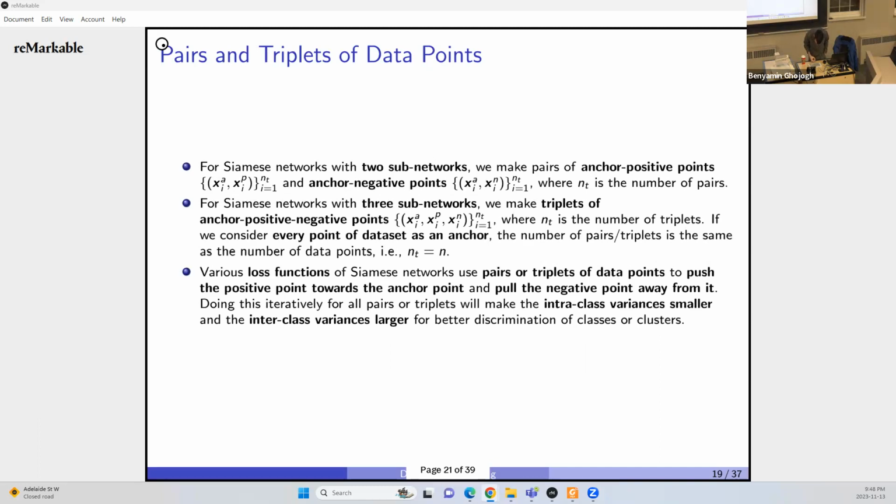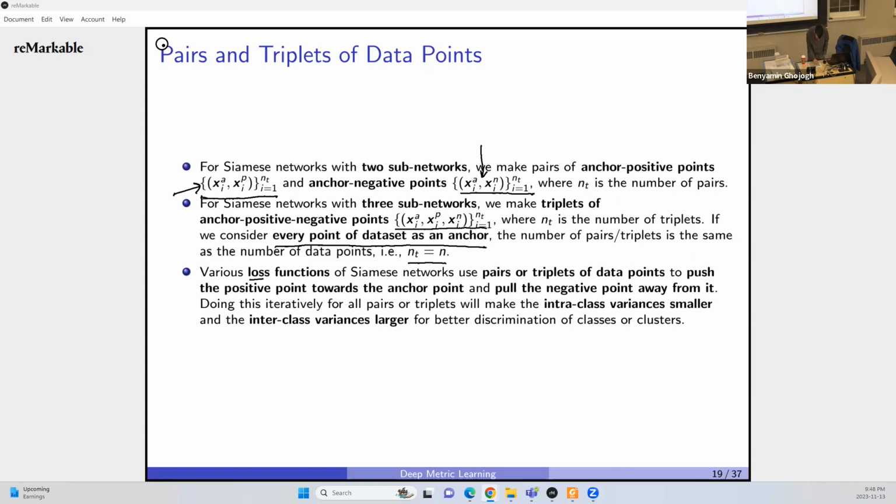So, consider these pairs. This is the anchor-positive pair. These are anchor-negative pairs, where NT, I think, is the number of triplets or number of pairs. Again, we can also have triplets, anchor, positive, negative. If we consider every point of the data set as an anchor, then the number of triplets becomes the number of points in the data, of course.